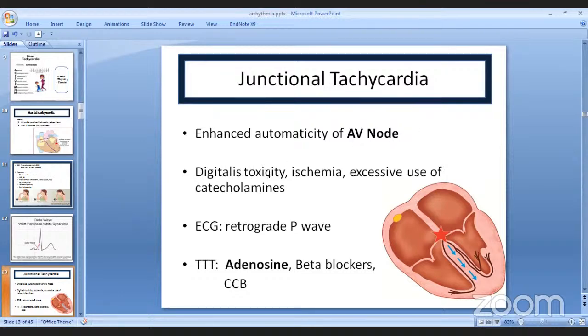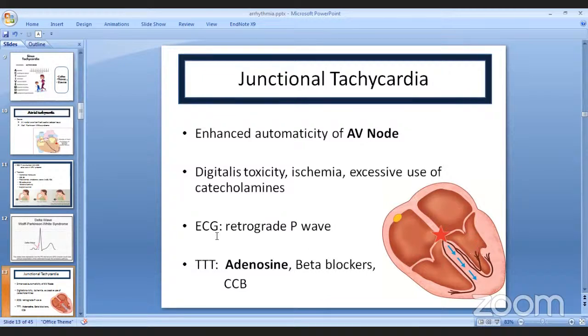So digitalis toxicity le ke garauncha ta, sodium lai increase garaera pachi tele garda heri chai sodium ra calcium exchange garne channel bata chai calcium pani increase garaera junctional tachycardia garauna sakcha. Ischemia, obviously ischemia can also cause junctional tachycardia. So yeah, again, junctional tachycardia is the automaticity of the AV node, right? Because it's the junction between the atria and the ventricles, right? We have named it junctional tachycardia. So ischemia ma pani obviously ischemic tissues are the etike autonomous firing gari halcha, especially excessive use of catecholamines, because catecholamines also work on AV node, right?